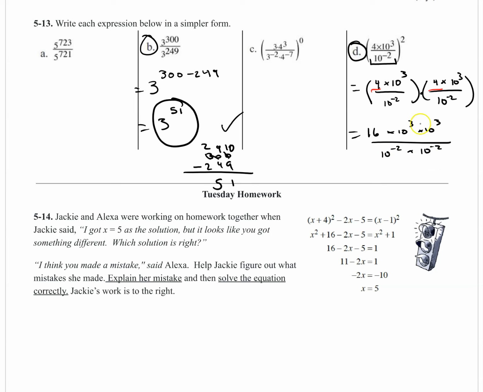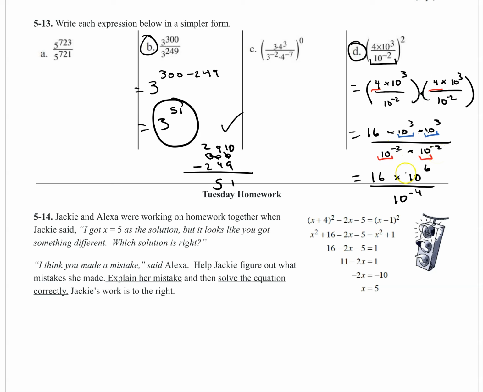Okay, now remember that when you multiply two terms together that have the same base, their exponents are going to add. So this is just 16 times 10 to the power 3 times 10 to the power 3 is 10 to the power, add the exponents, that's 6. And on the bottom, same deal. This is 10 to the power, if we add the exponents, that's negative 2. I'm sorry, negative 4. Negative 2 plus negative 2 is negative 4.